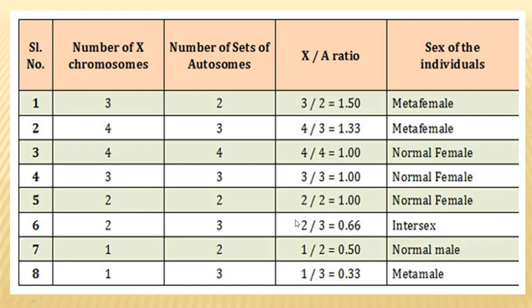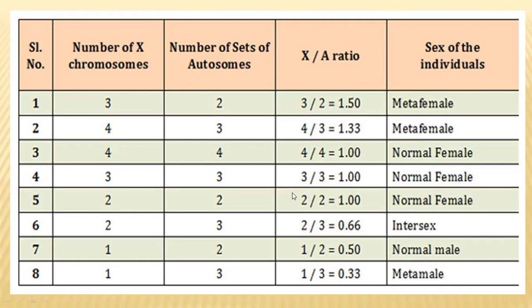So in some rare cases, if two X chromosomes are there, that also can give rise to a normal male. In such cases, the organism should be a tetraploid. 2 by 4 also produces this 0.5 ratio. So such types of tetraploids which have two X chromosomes can also give rise to a normal male.